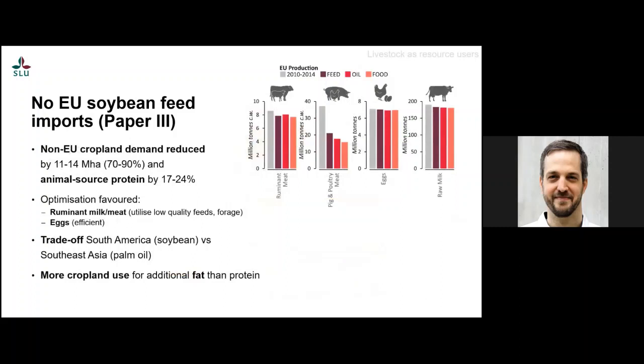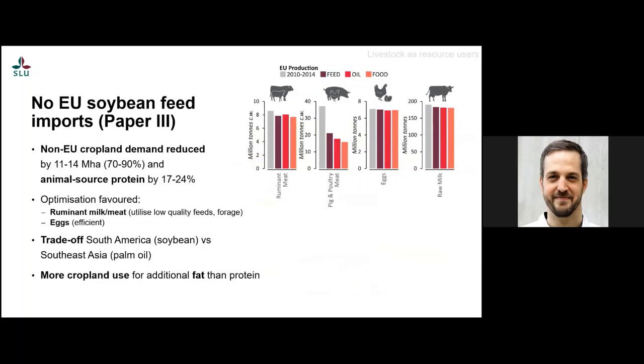So looking at the results, we saw that in the scenarios, the demand for cropland outside the European Union was reduced by 11 to 14 million hectares. And these are really large figures. To put them into perspective, this approximately equates to the entire cropland area of Germany or Spain, really big countries in Europe, or the entire land area of Iceland.